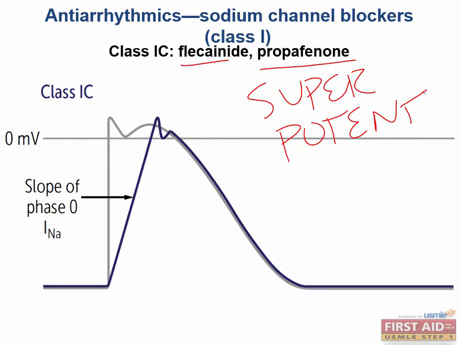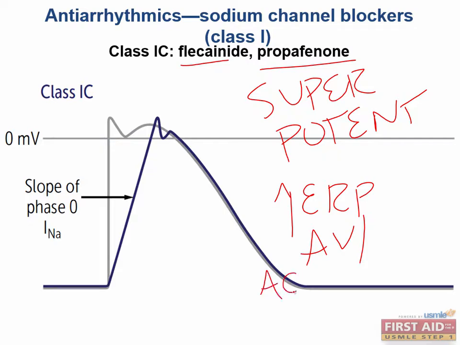These drugs are also capable of prolonging the effective refractory period of the AV node or potentially also an accessory bypass tract. Unlike Class 1B drugs, you never give Class 1Cs to a patient who just had an MI. This is a very bad idea.